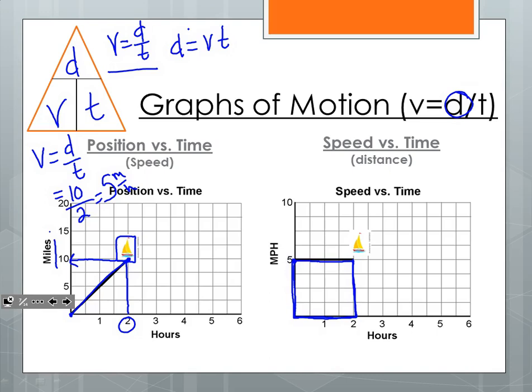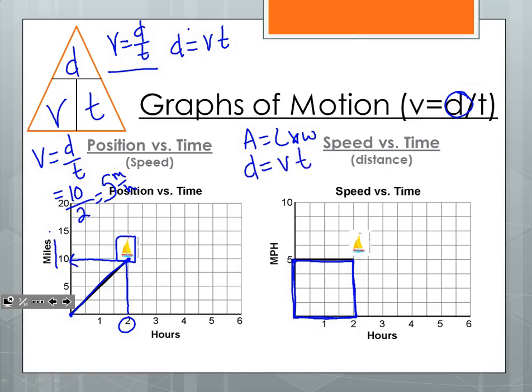If you said a square, you are correct. And how can I find the area of a square? Yes, and so area of a square equals length times width. And I can use this exact same speed equation and say that my distance equals my speed times my time.